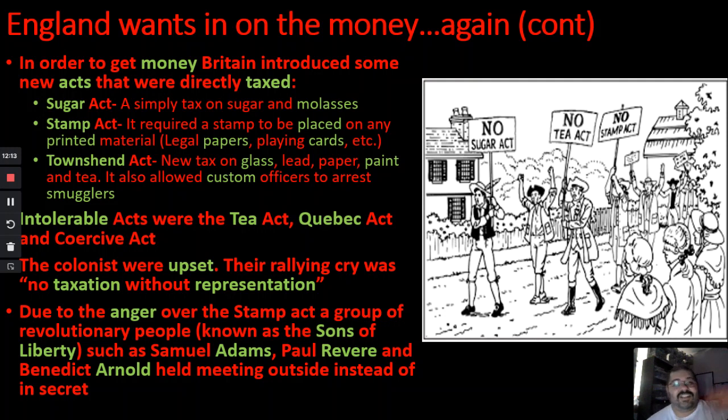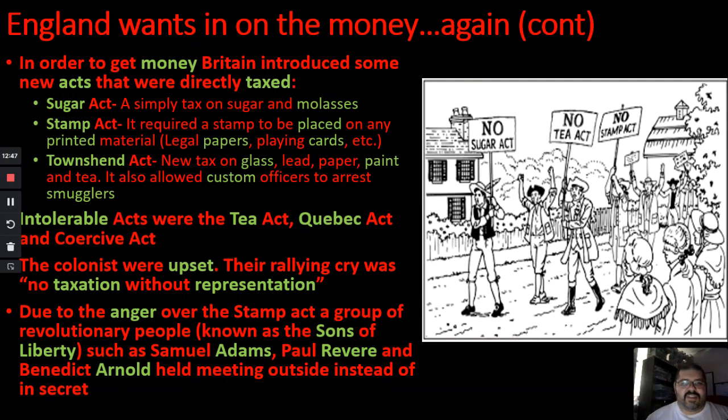Then comes the Intolerable Acts, which are basically three acts in one: the Tea Act, Quebec Act, and Coercive Act. Now, the thing is, there's a lot of colonists who are getting more and more upset with every new tax coming in. And there's nobody in the House of Commons and the House of Lords, which is Britain's like Congress. There's no representative there.